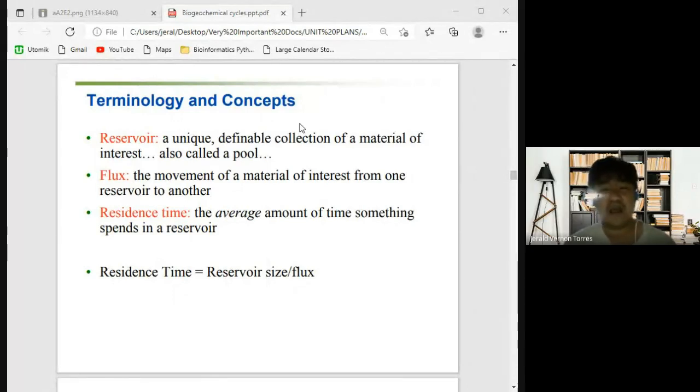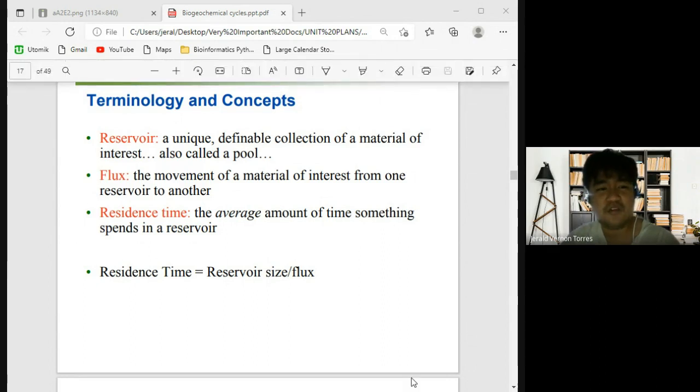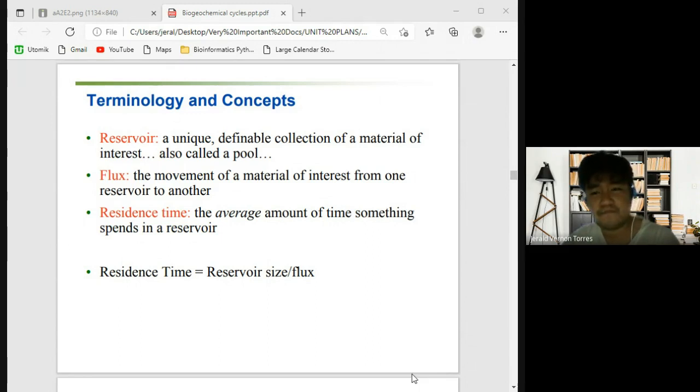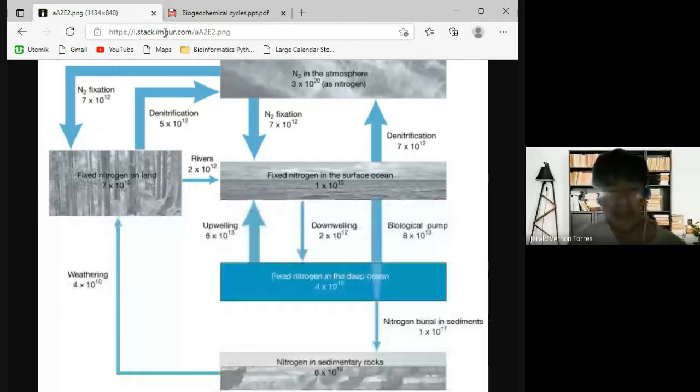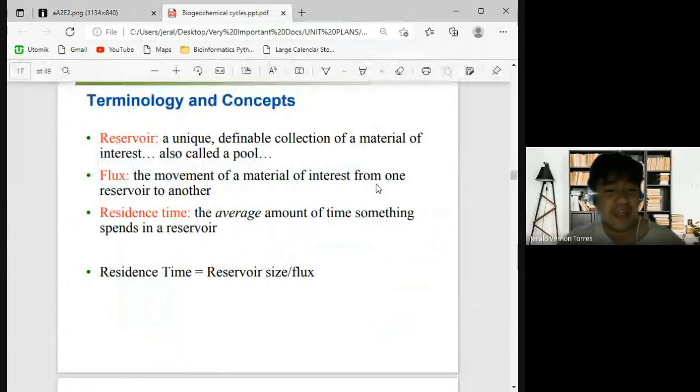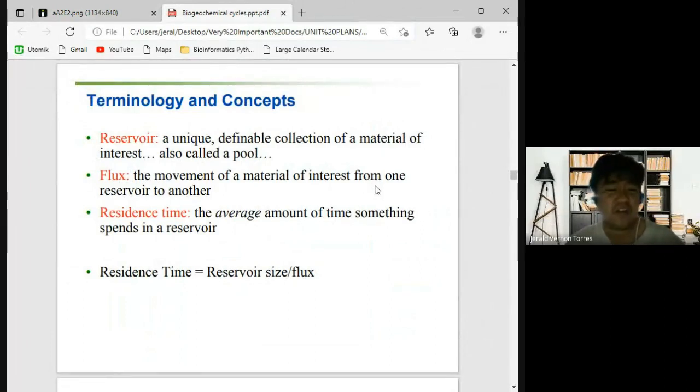What could be the consequence when the residence time of a material is long? What would be its consequence? Think about it: the residence time of carbon dioxide in the atmosphere is long. What could be the consequence? If the residence time of a material is long, what is its consequence, class? What could be the consequence if the material would stay for a long period of time in the atmosphere? For example, carbon dioxide would stay long in our atmosphere. It would take a long period of time to stay in the atmosphere. And if that's the case, what could be the consequence?